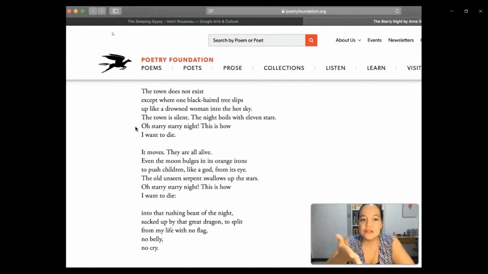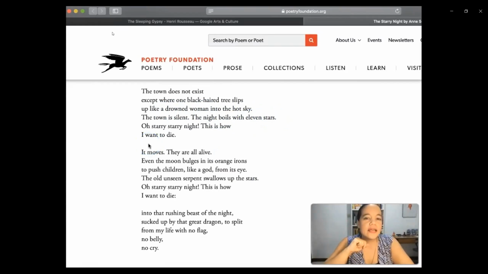Wow, that's dark. Okay, so after reading through the entirety of the poem, I would ask the students, okay, where is the town? Do you see a town in this painting? Yes. One black-haired tree. Do you think there's a black-haired tree? If you do, can you circle it on the screen? And have them do that. We would talk about a drowned woman. Do we think we see a drowned woman somewhere in that painting? What about the stars? Are there exactly 11 stars in that painting?